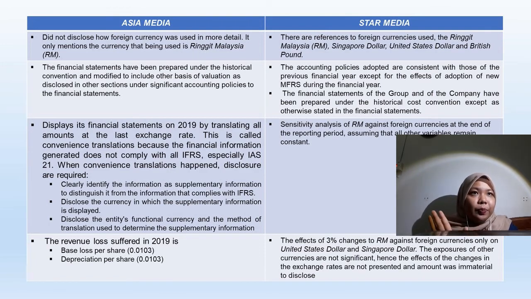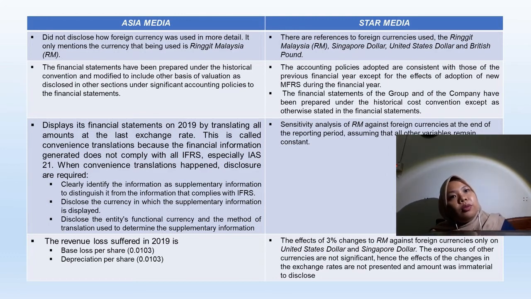The diluted loss per share is 0.0103 also. But for Star Media, the effects of 3% changes to Ringgit Malaysia against foreign currency are only on the United States dollar and Singapore dollar. The exposure to the other currencies is not significant, hence the effects of the changes in the exchange rates are not presented and the amount was immaterial.